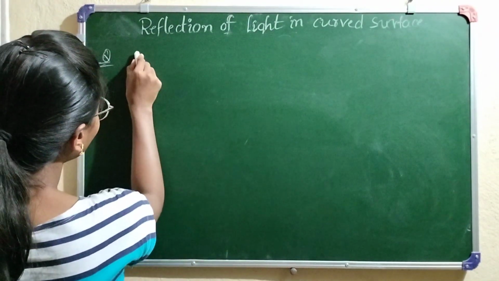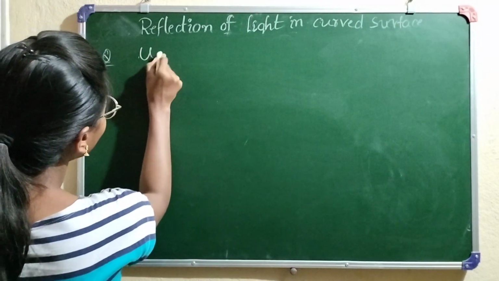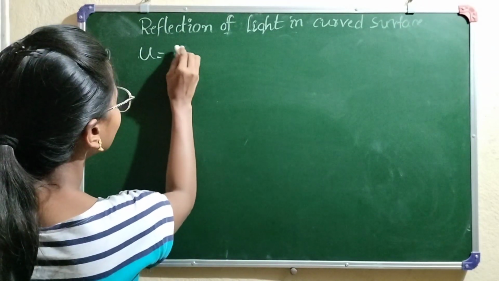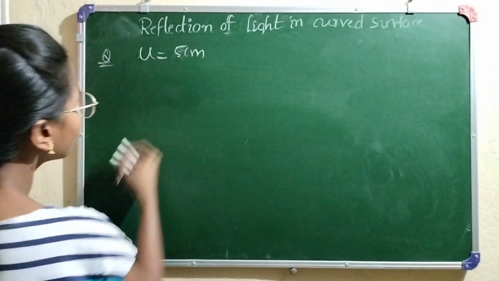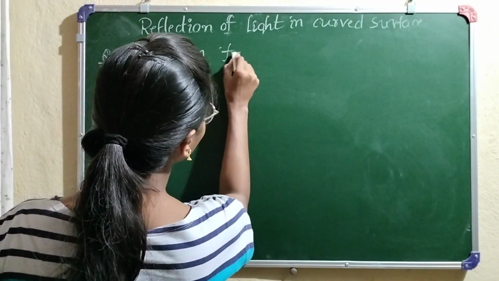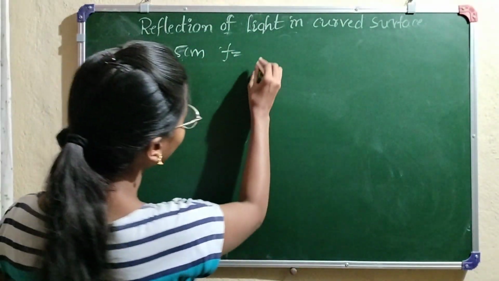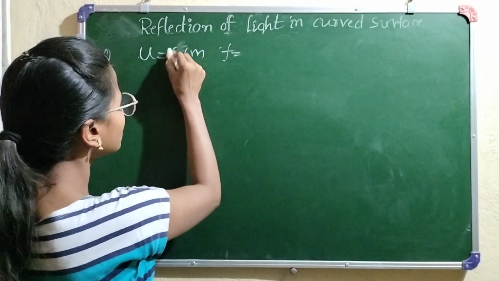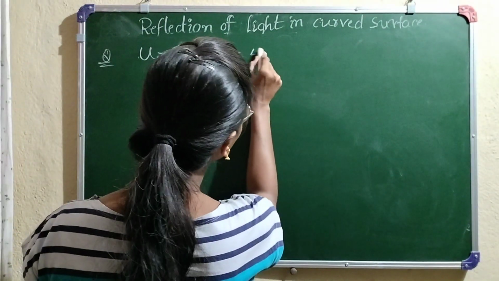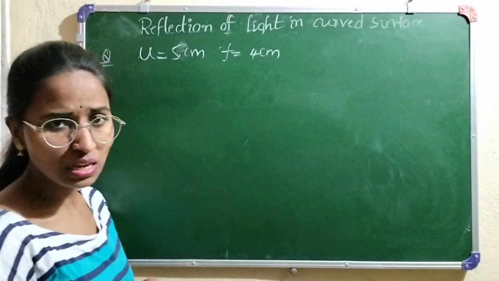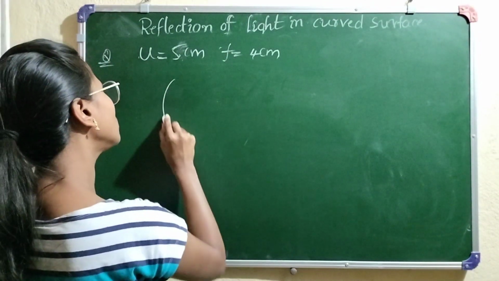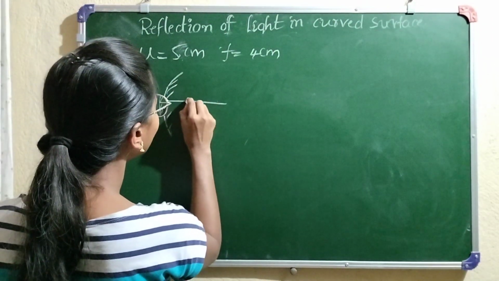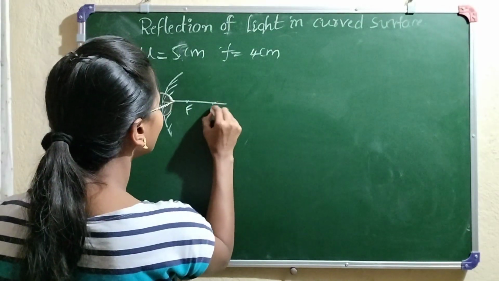We are keeping an object in front of a convex mirror at 5 centimeters distance, whose focal length will be 4 centimeters. So the object is at a finite distance, am I right? As you know, in the convex mirror there are only two cases: the object is at finite or infinite distance. Yes or no? Focus, pole, center of curvature.